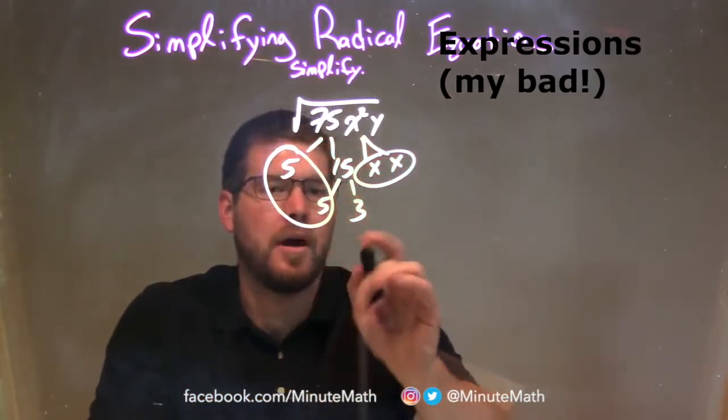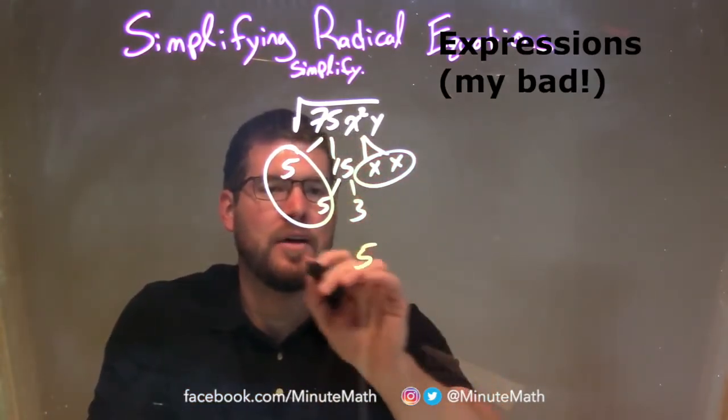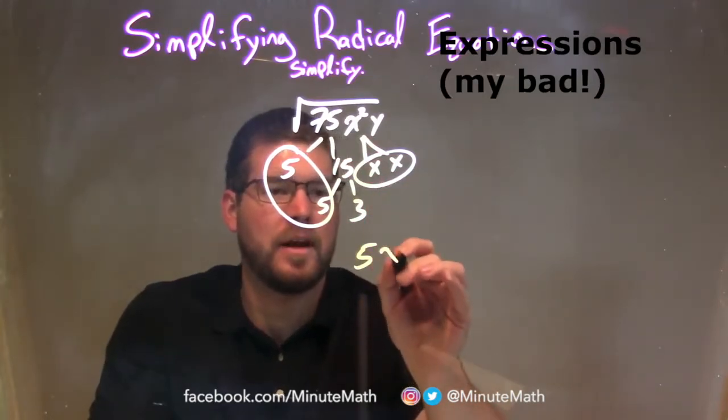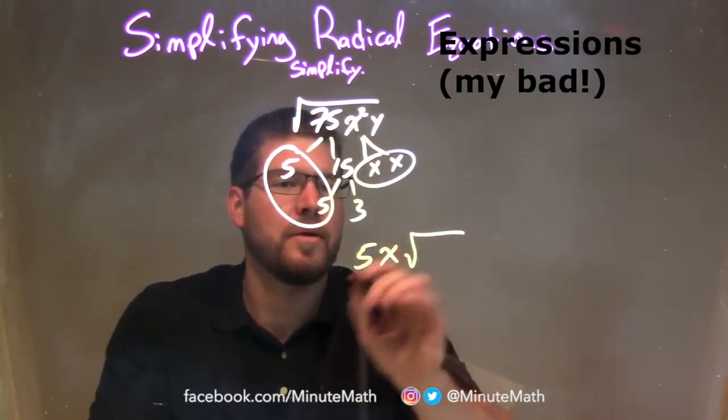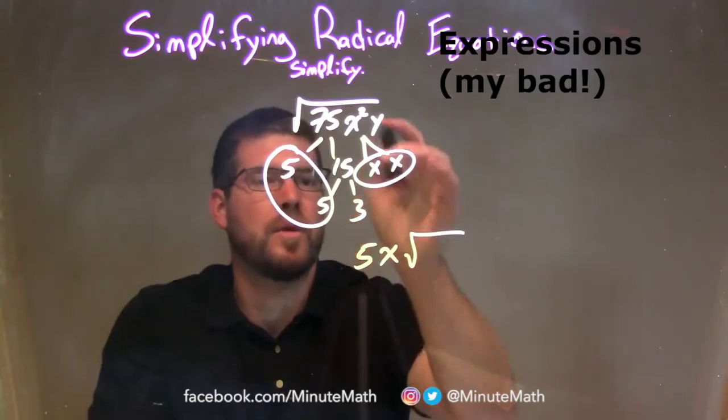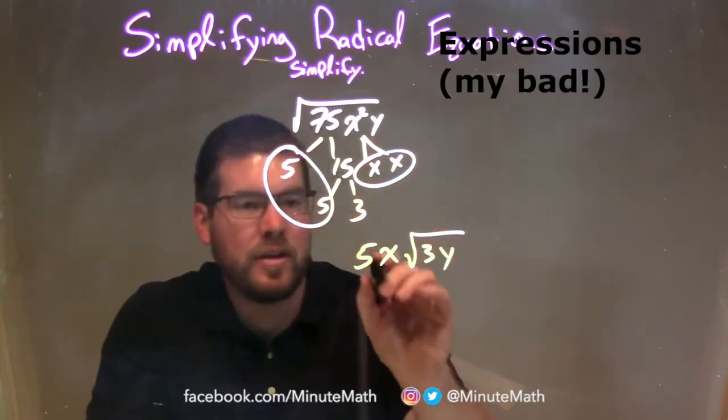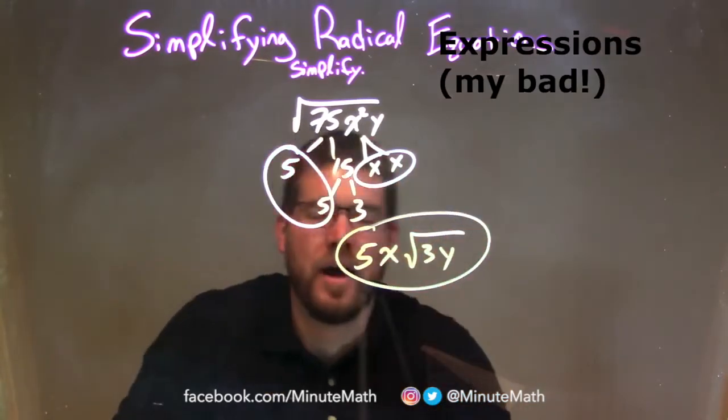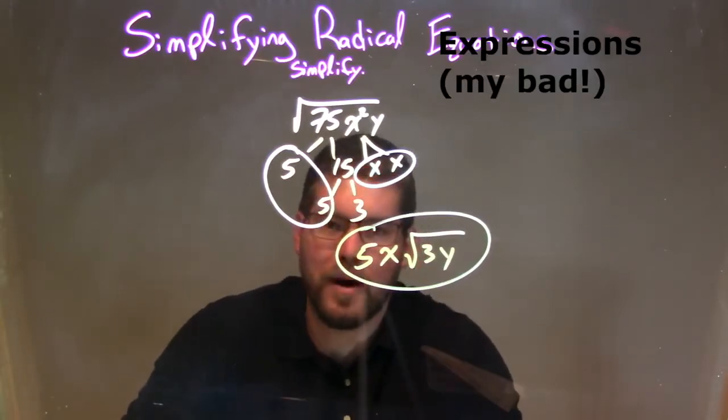Every single pair, I'm going to represent as a single on the outside, so one 5 on the outside, one x on the outside. Inside the square root now is just the singles that had no pairs, the 3 and the y, 3y. This one's fairly simple. Our final answer here is just 5x times the square root of 3y.